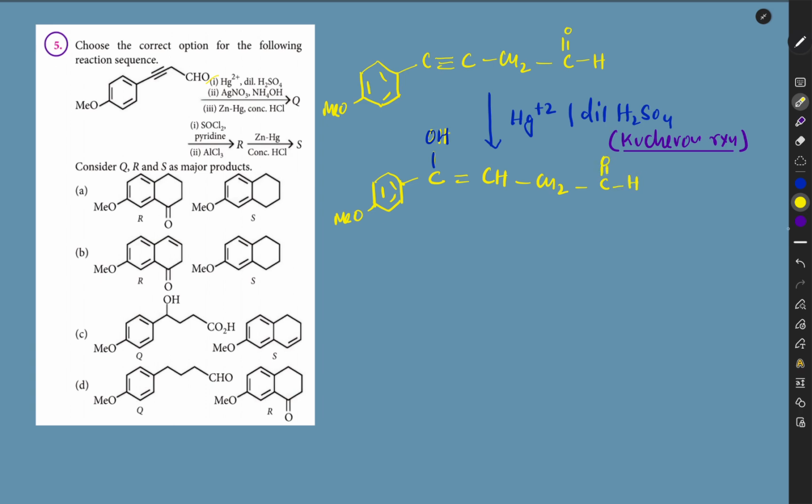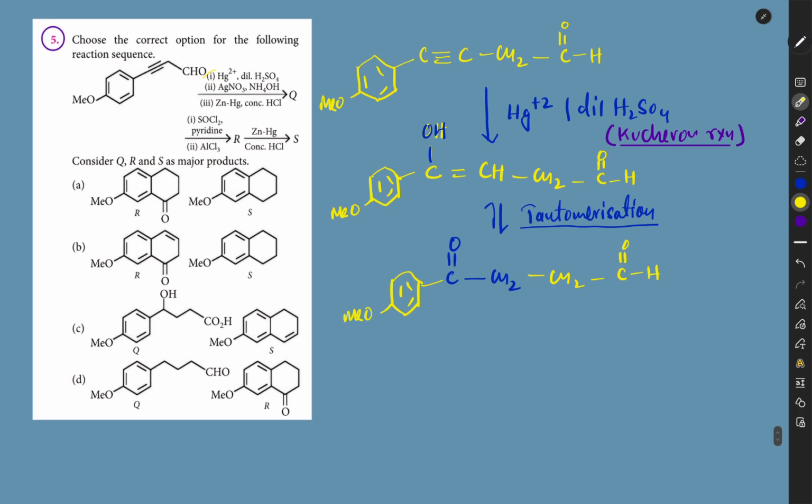Now this enol formed can be tautomerized into a more stable form, so it will undergo tautomerization and will get converted into keto form, right? So there is formation of keto form. So we'll have this way. We have this OMe again, and this will be getting converted into keto form. So we'll have C double bond O and then CH2, and similarly we have this CH2 as such, and then C double bond O and H, the aldehyde group. Now, so this is the first step. So in the first step, this is Kucherov reaction.